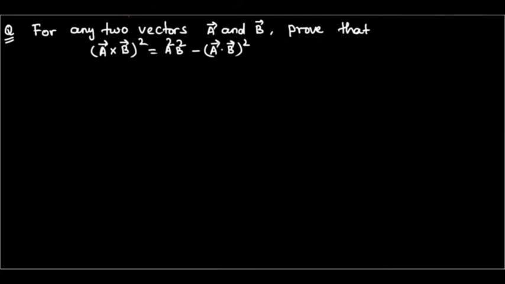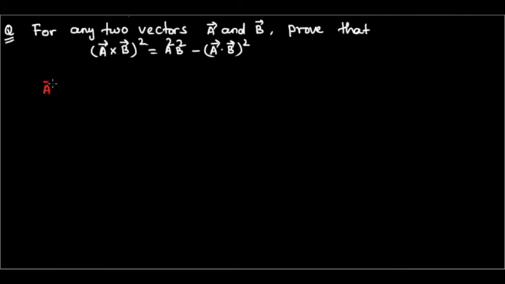So now look at the next question. The question is: for any two vectors A and B, prove that (A cross B) whole square equals A square B square minus (A dot B) whole square. So let us prove this question.